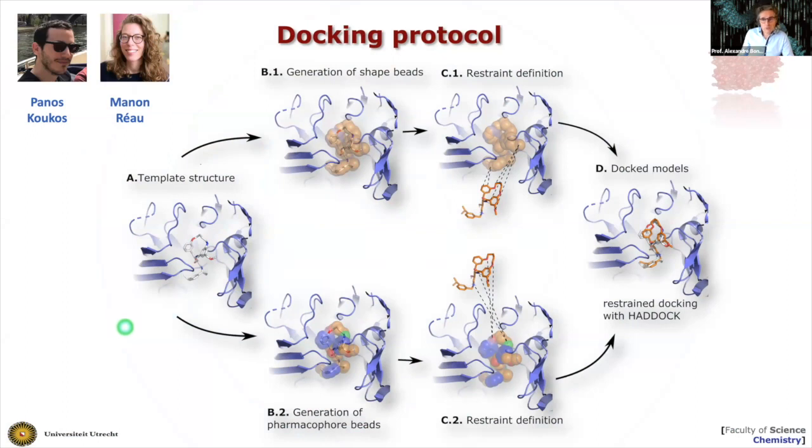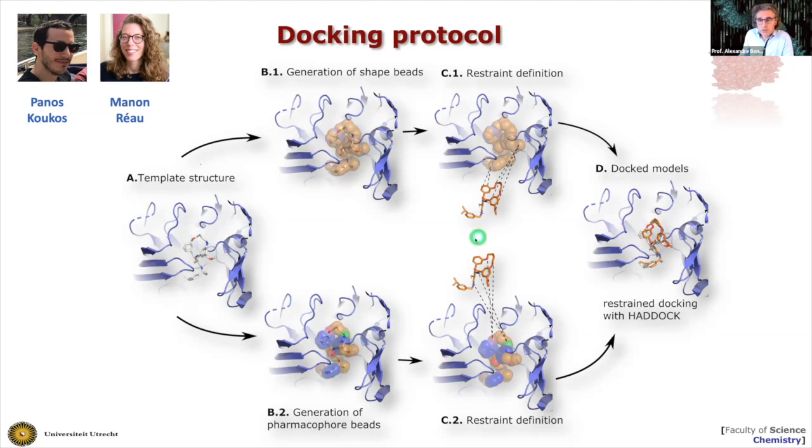So this is the protocol in a nutshell. The work is from Panos again, former PhD student, and Manon, former postdoc of the lab. Again, the key here is to be able to identify templates from the PDB that have something bound to them, which is not the exact ligand you want to model, but as similar as possible. Now we are transforming this ligand information into a 3D shape, basically a collection of bead atoms or dummy atoms, which have either no chemical information, so in this case it's purely a geometrical object, or we can also derive a pharmacophore model. In that case, we assign properties to these dummy atoms.